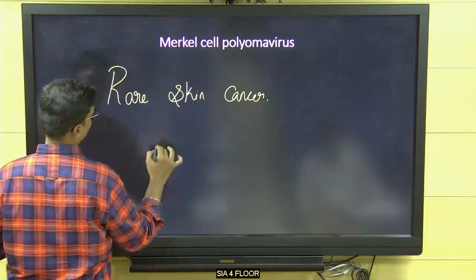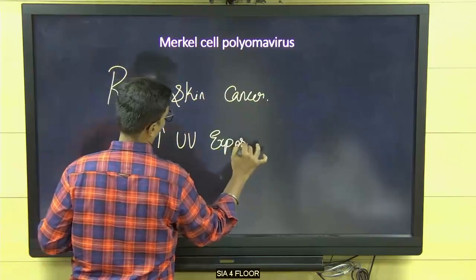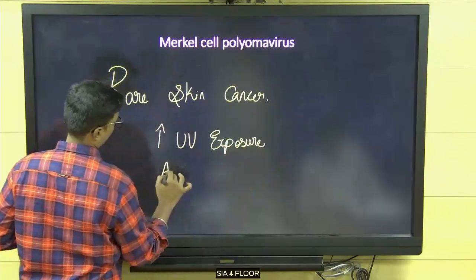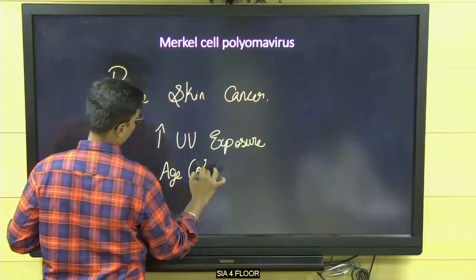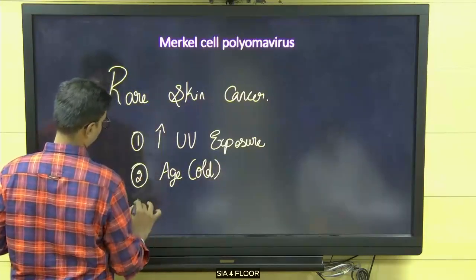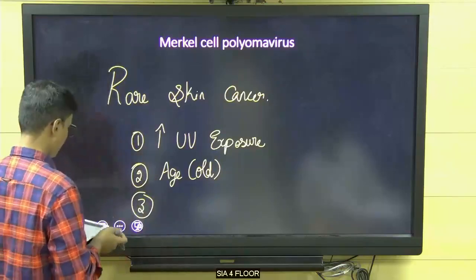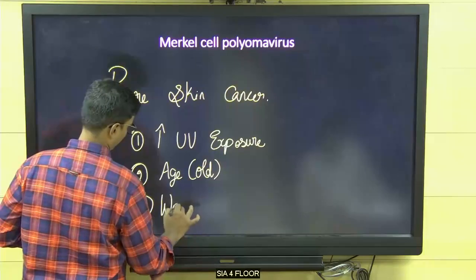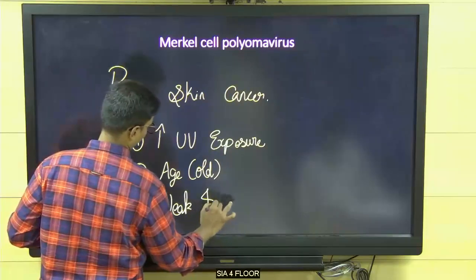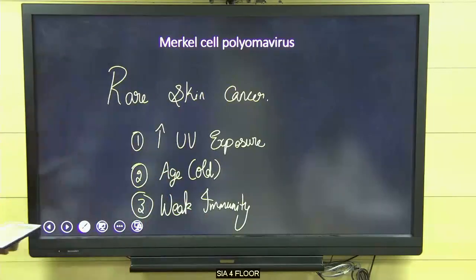And the causes for this are a high amount of UV exposure, old age, and weak immunity. Right now, these are the only reasons given for this. The cure is even now unknown. Just like other forms of cancer, it can be controlled, but it cannot be cured.